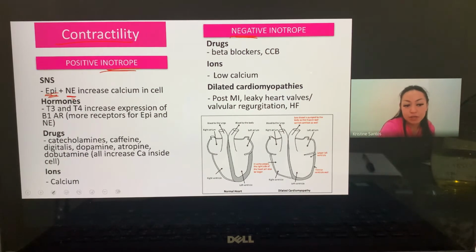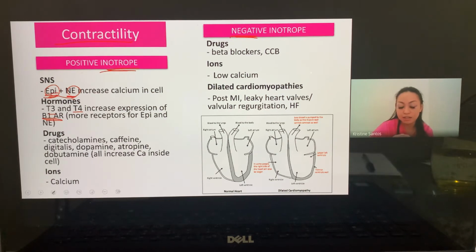The other ones would be hormones. So we have T3 and T4. These are your thyroid hormones, and they increase the force of contraction because they increase the expression of beta-1 adrenergic receptors. And I told you that beta-1 adrenergic receptors are where epinephrine and norepinephrine bind. So if we have more of these receptors around, this is going to increase the chance of epinephrine and norepinephrine binding to these receptors and generating that contractile force of the heart.